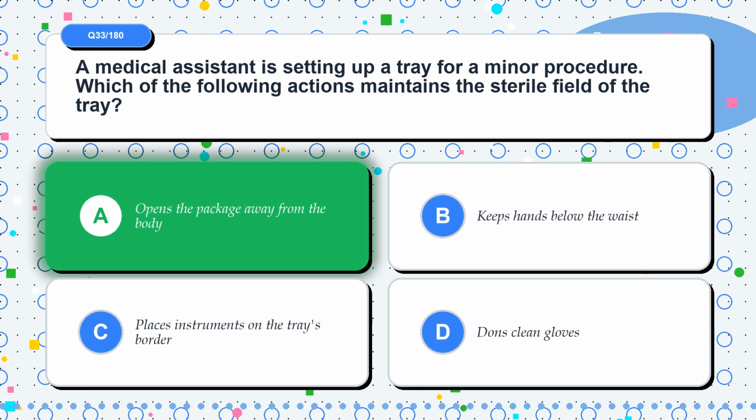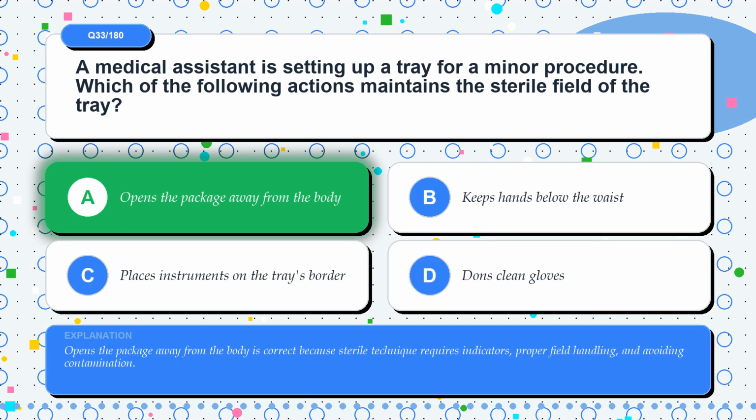The correct answer is option A. Opens the package away from the body. Opens the package away from the body is correct because sterile technique requires indicators, proper field handling, and avoiding contamination.